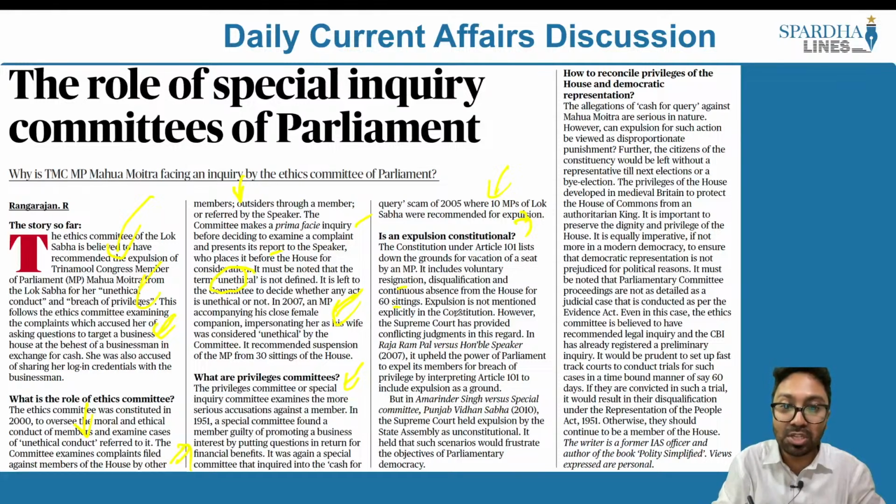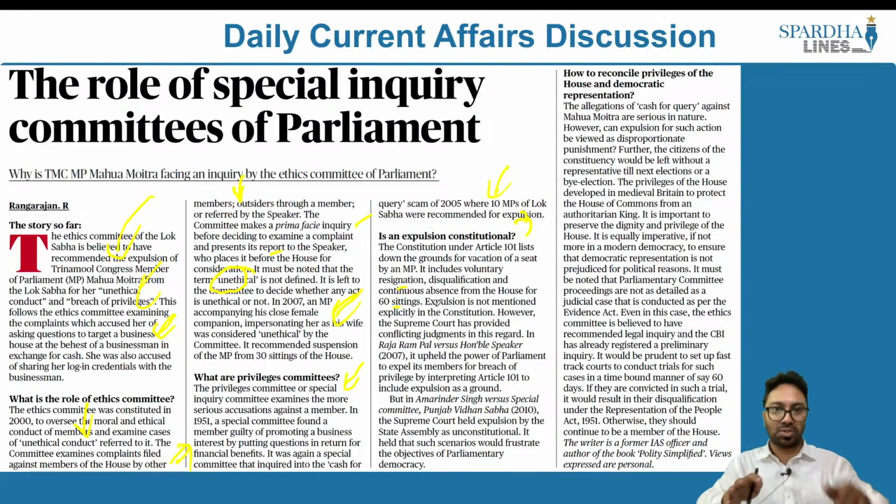So expulsion is not explicitly in the Constitution. You might also have a question in your preliminary examination: is the word ethical used by the ethics committee mentioned in the Constitution of India? No. The second question that they ask is, under 101 or 102, is expulsion defined under the Constitution?